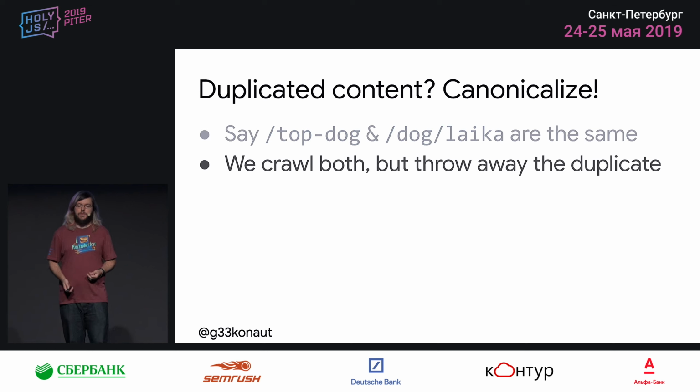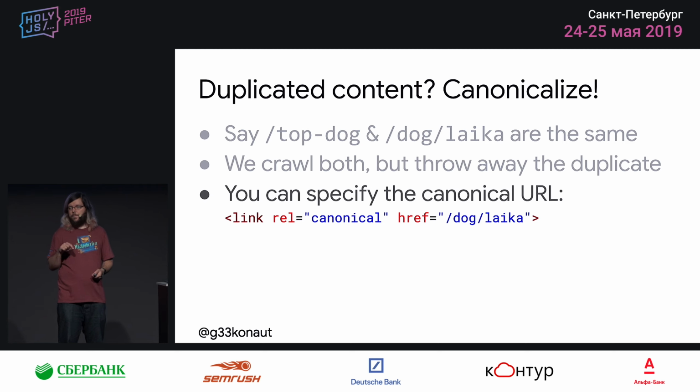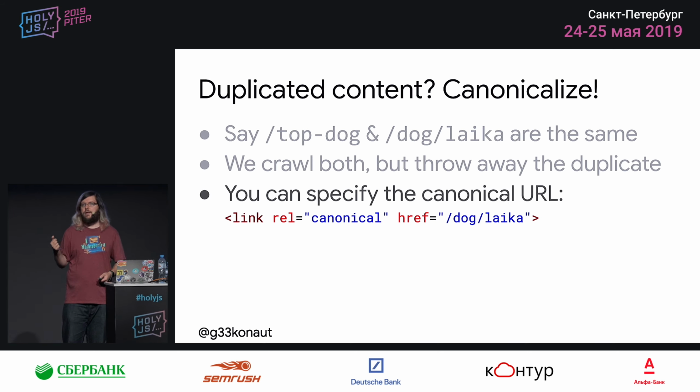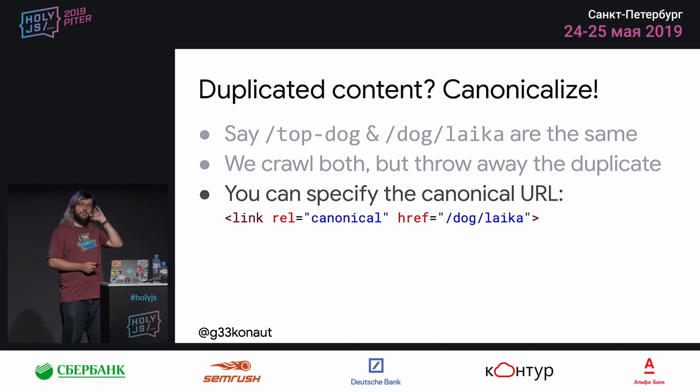Well, we are crawling both pages and we're throwing one away. So you could tell us, you know what, this is actually the same as this other page. Then if we crawl the top dog first and we see the canonical is this, we don't crawl the other one because we know that it's the same thing. Cool, thank you very much. You might save a request, that's pretty nice. If you have lots of pages, that might be specifically nice.